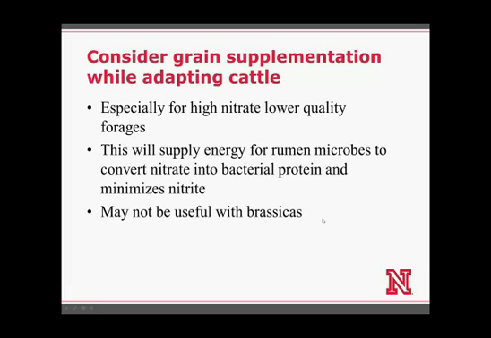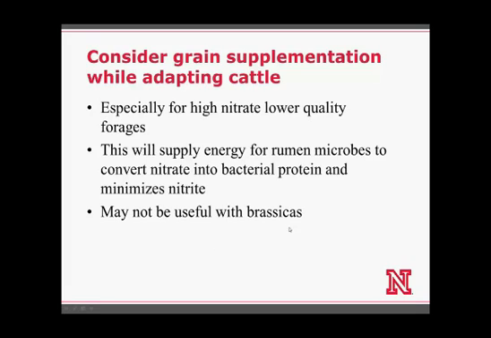The final management practice I want to discuss is using grain supplementation. This can be particularly useful for high nitrate, lower quality forages because we can supply extra energy to the rumen microbes to convert that nitrate to bacterial protein and minimize nitrate concentrations. However, this may not be a useful strategy with high quality forages such as brassicas because the ruminally available energy is already quite elevated.